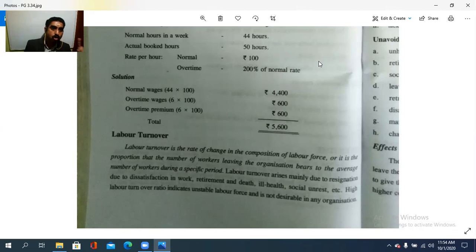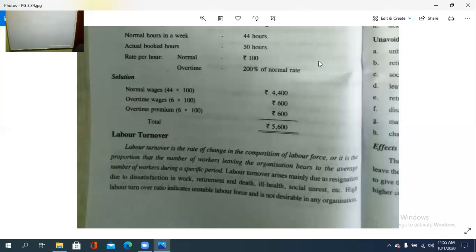Those who leave the organization, with that there is a composition with those who are staying in the organization. That rate of change, that is the labor force or labor turnover. High labor turnover ratio indicates unstable labor force and is not desirable in any organization.